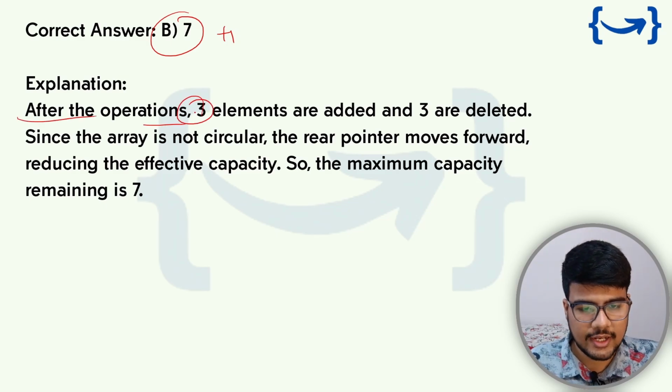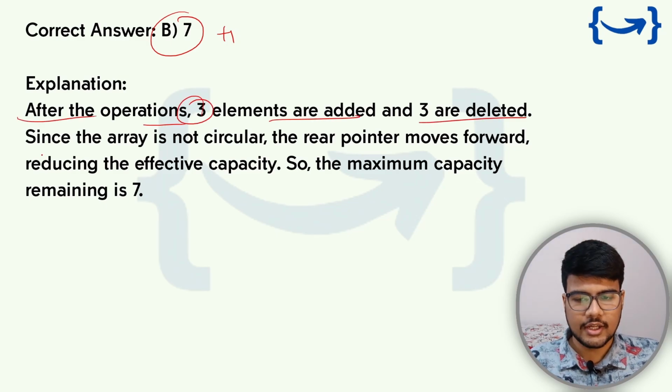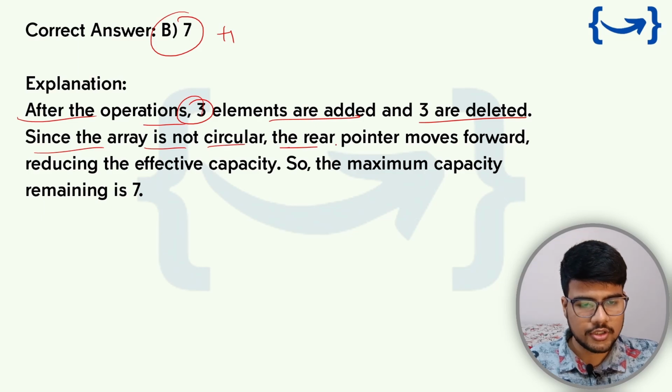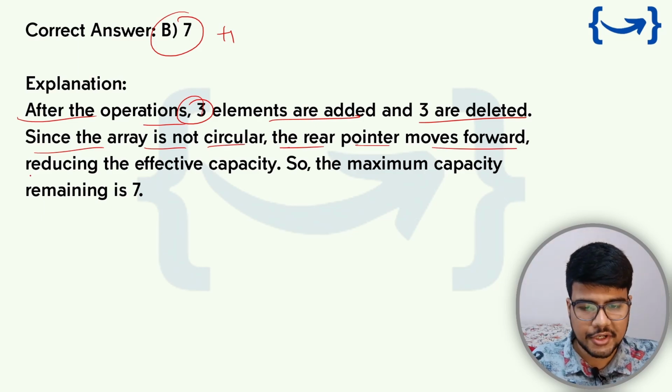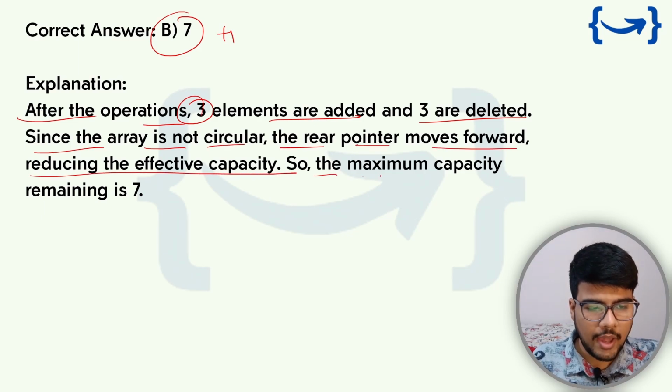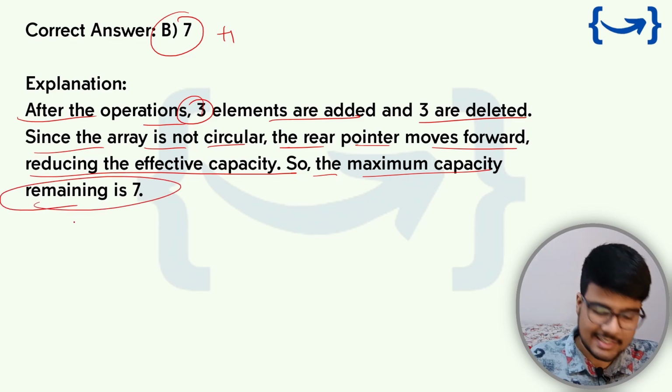So after the operation, 3 elements are added and 3 are deleted. Since the array is not circular, the rear pointer moves forward, as I said, reducing the effective capacity. So the maximum capacity that will remain is 7.